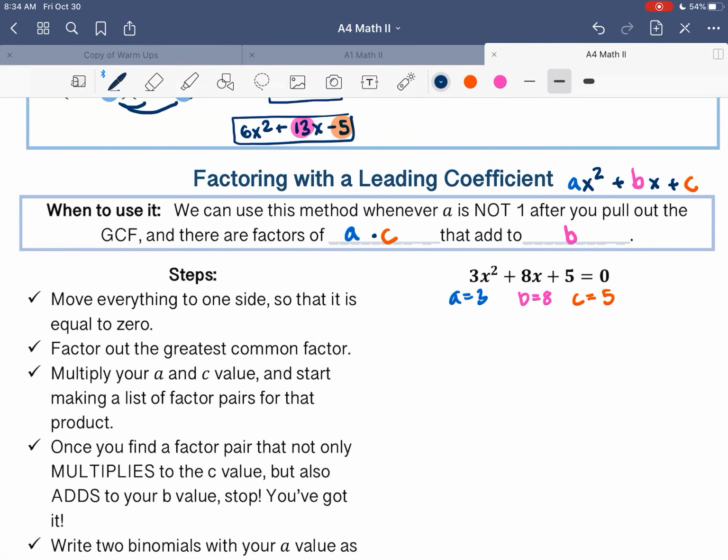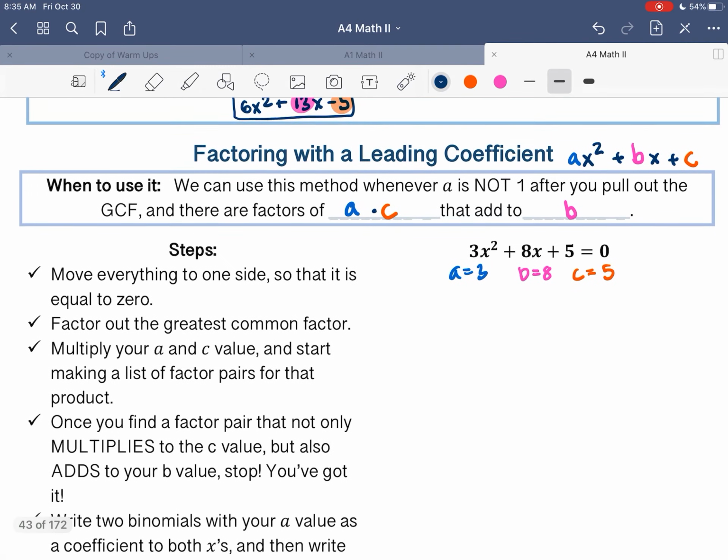So the first step here says to move everything to one side so that it's equal to 0. It's already equal to 0, so we already did that, check. Then it says factor out the greatest common factor. 8, 3, and 5 don't have anything in common, so that doesn't help us at all. That doesn't have a greatest common factor.